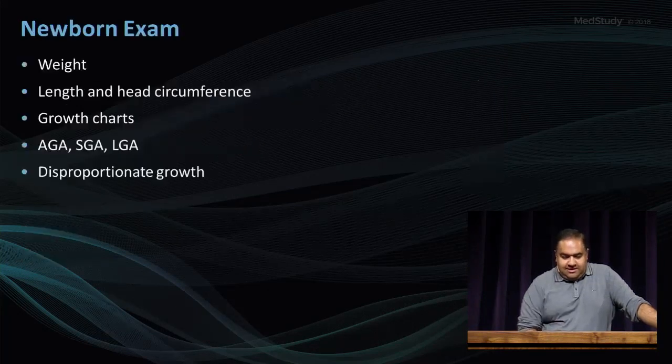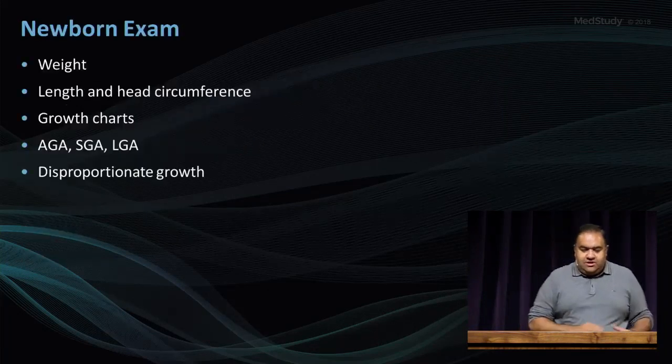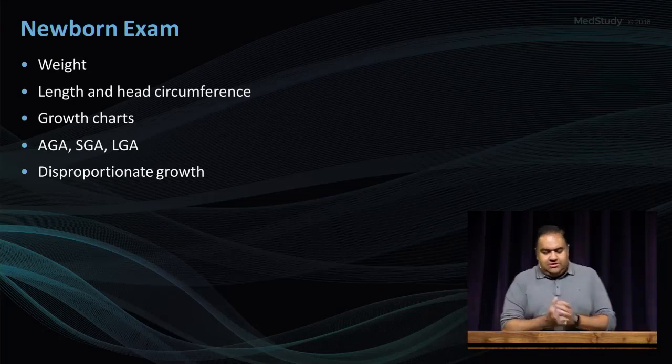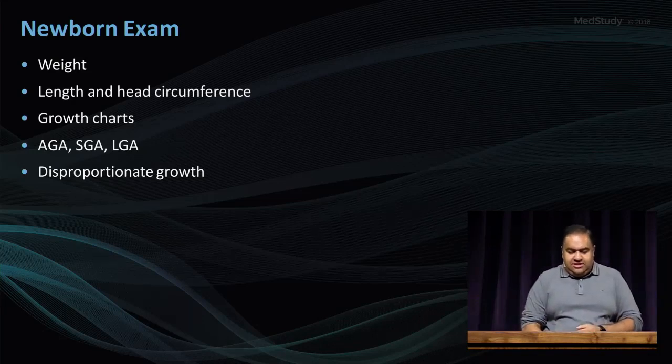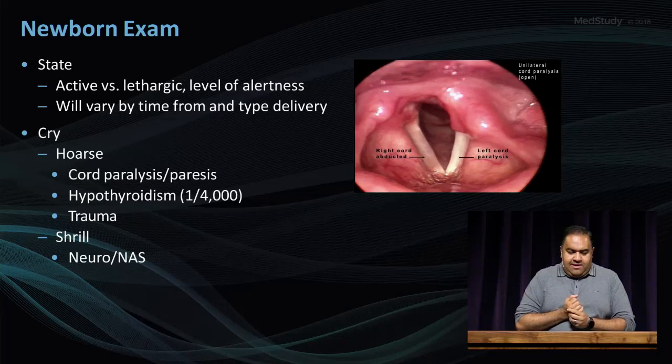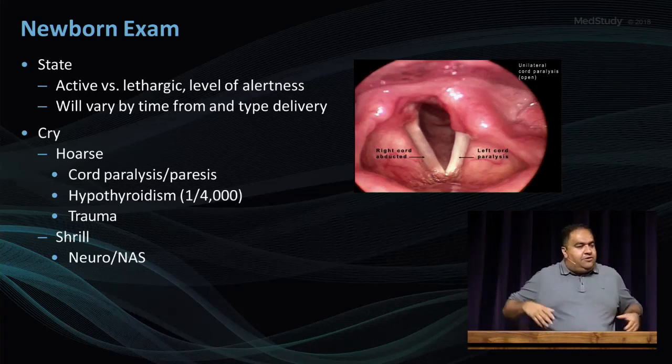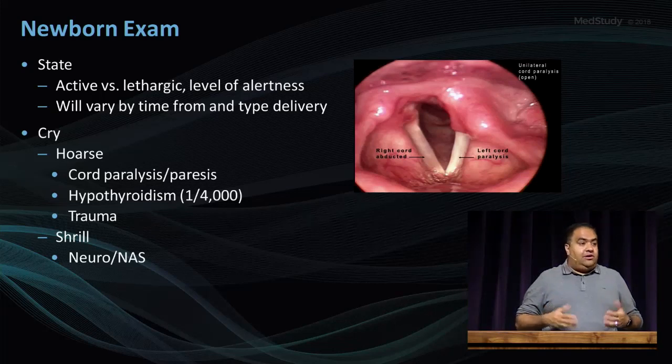Excellent. All right. So weight, head circumference, growth charts. We talked a little bit about the AGA, SGA, and LGA, and disproportionate growth. So we want to see the infant when they're in an active state, to see how alert they are. Do they cry? And this varies. All babies don't just sleep the entire time, nor are they awake the entire time. The cry can tell us a lot about an infant.